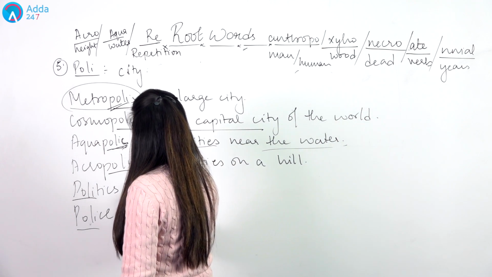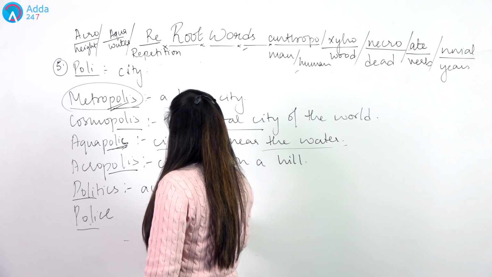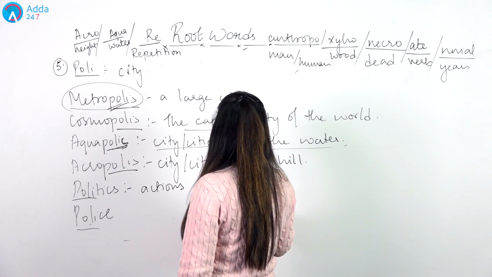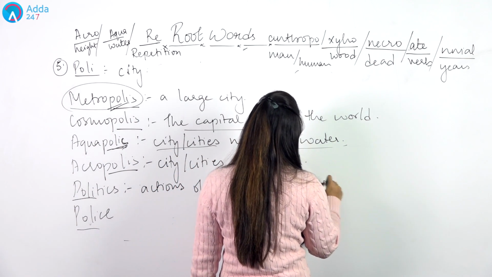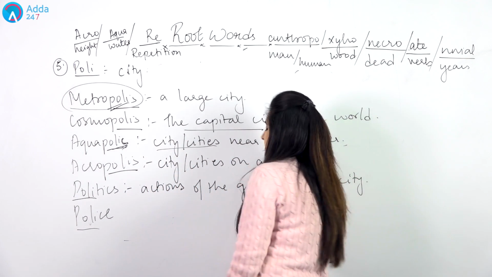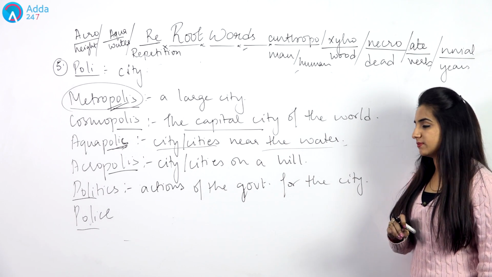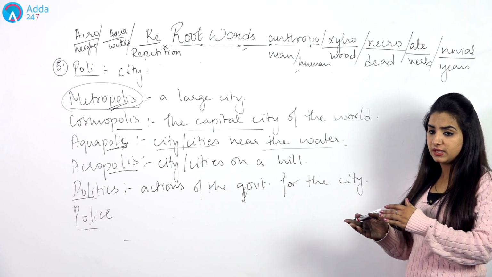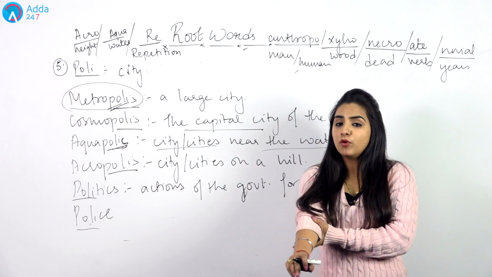Next word is politics. Politics is actually the actions of the government for the city. Those actions that are taken in the improvement and development of the city is what we mean by politics, and the people who take the actions for improving the city are called politicians.